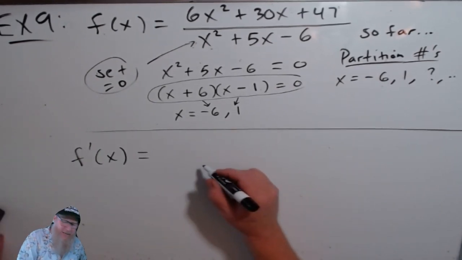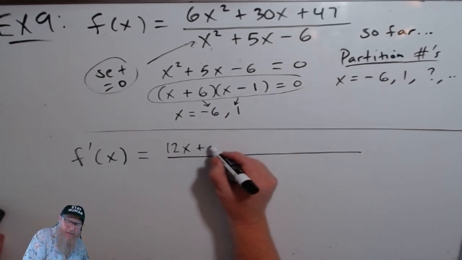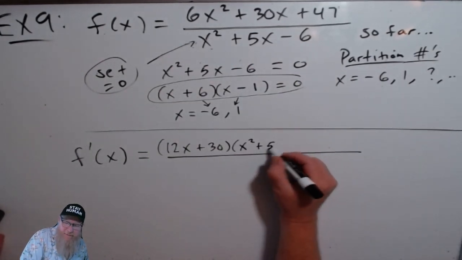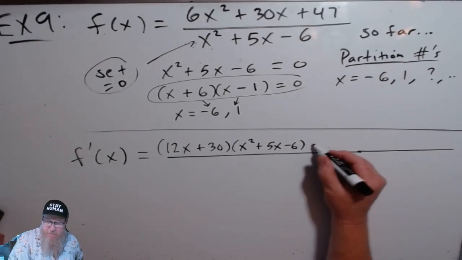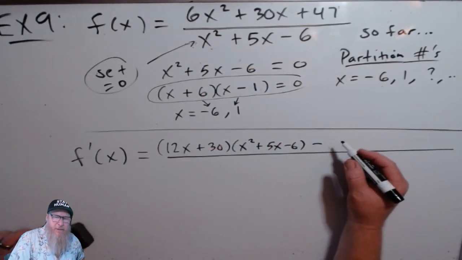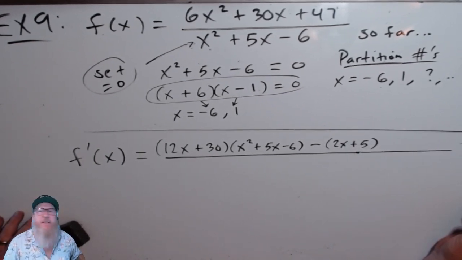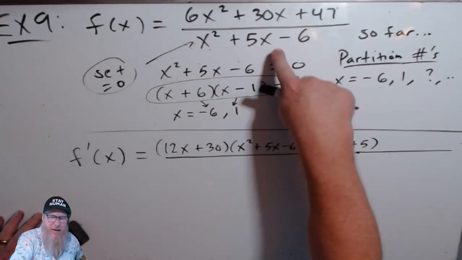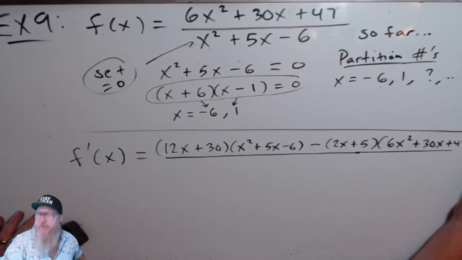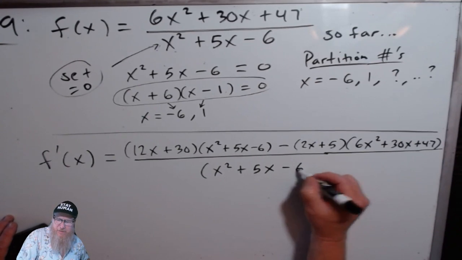All right, so this is going to be rough. We've got the quotient rule. The derivative of the top, that's 12x plus 30, times the bottom, x squared plus 5x minus 6, minus the derivative of the bottom, what's that? 2x plus 5, times the top, 6x squared plus 30x plus 47, all over the denominator squared.